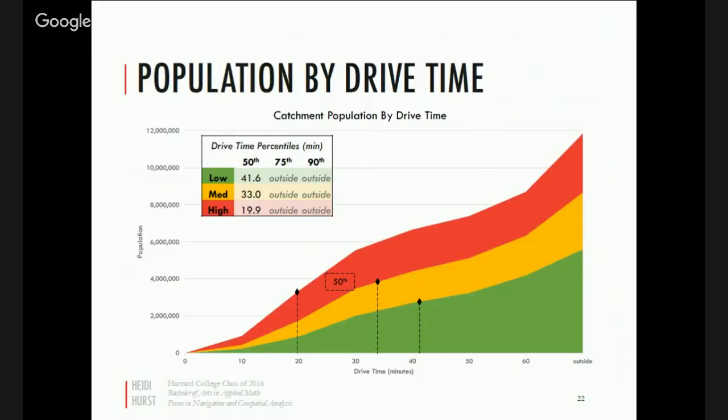And then the last graph that I want to show you guys is this population by drive time. The idea with this was sort of to get a sense of what the overall shape of the graph was, so we can get a sense of how these things are spread. You can see that for this example, and again, this is that same Texas disaster, the 50th percentile drive time for high vulnerability people is much less than it is for other people.